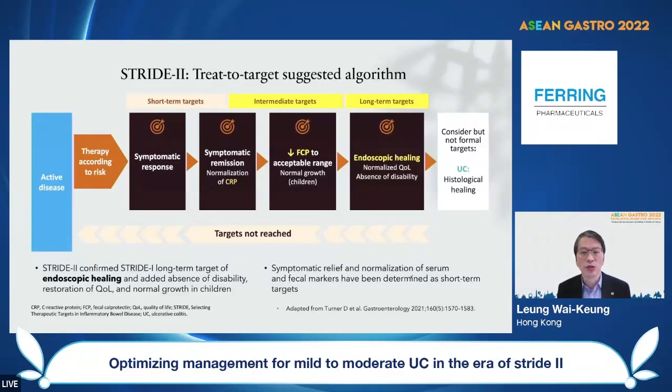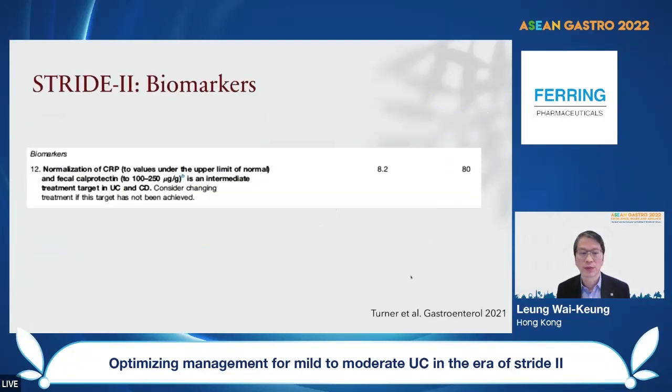So in STRIDE 2, the targets are divided into short-term targets being symptoms, intermediate targets being normalization of CRP and normalization of fecal calprotectin to an acceptable range. And in children, it's also normal growth as well. For long-term targets, it's still endoscopic healing, which is considered the relatively long-term target in managing IBD patients.